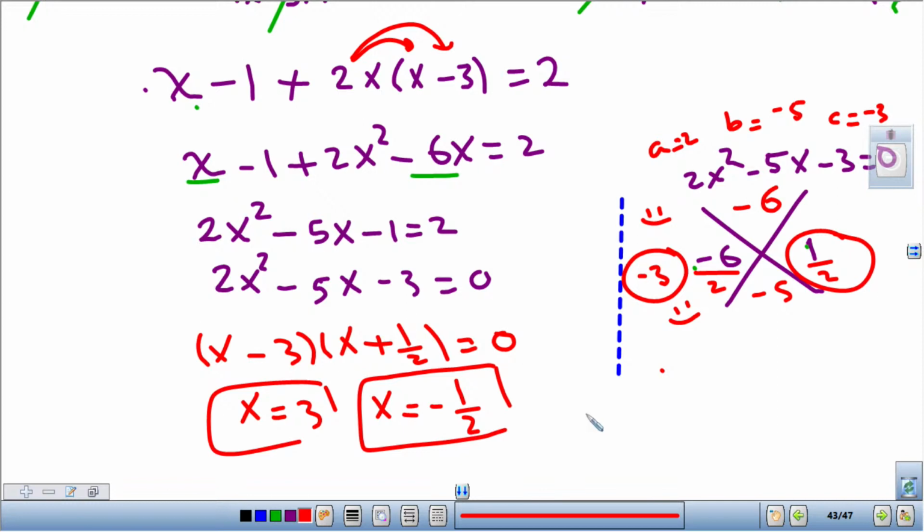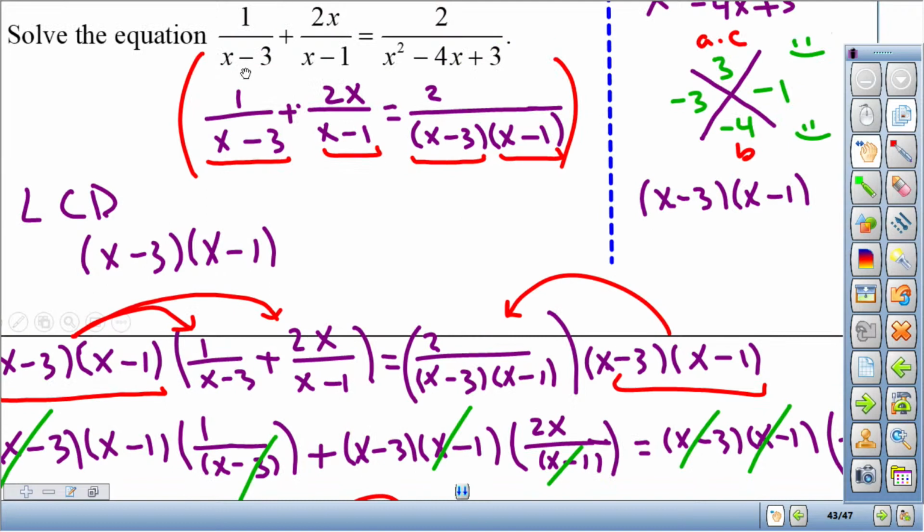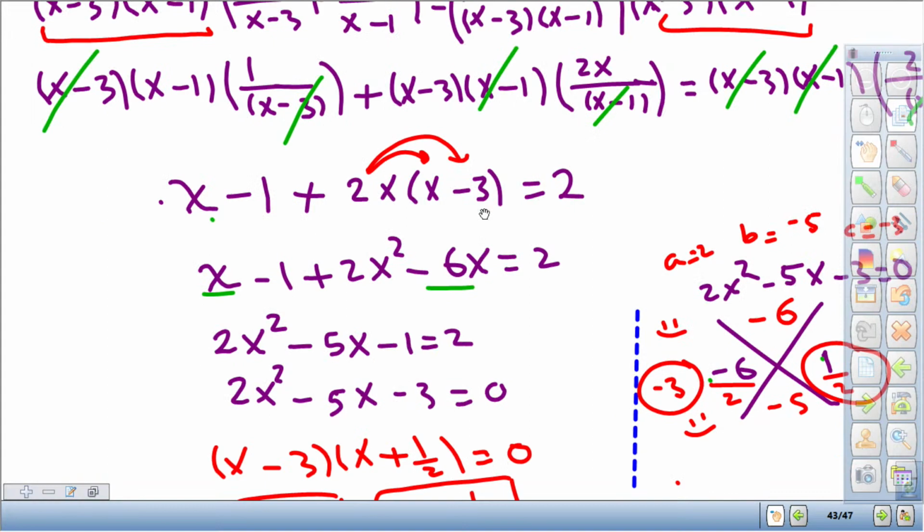Good job there. Awesome job. Now let's see if these would work. Let's see if there's any extraneous. Can I plug in 3? Can I plug in negative half? I can't plug in 3. I have a problem with 3. See that? There's an issue with 3 here. 3 is extraneous. Negative 1 half should be fine.